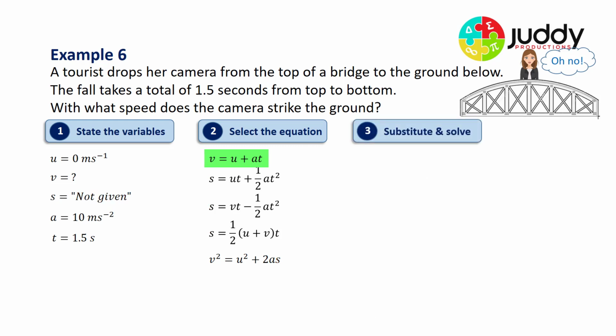Third and final step, substitute and solve. So v equals u plus at is our equation. V is the unknown variable or quantity, so we leave that as the v in our equation. The initial was 0. A, the acceleration was 10, positive, and time was 1.5. It's a simple one. 0 plus 10 lots of 1.5 will give me a final velocity of 15 meters per second. That's the impact velocity just before it strikes the ground.